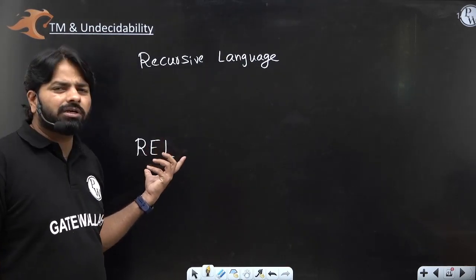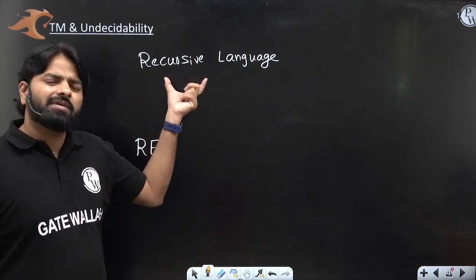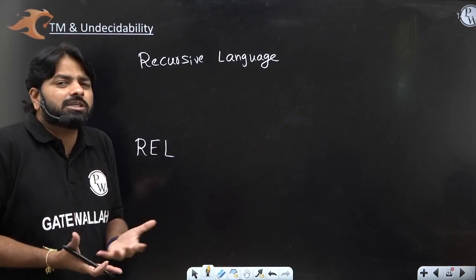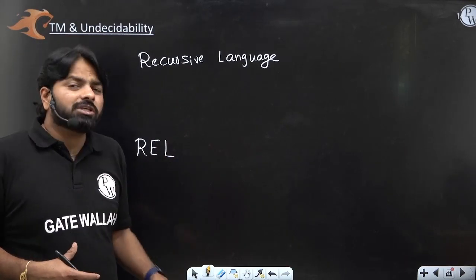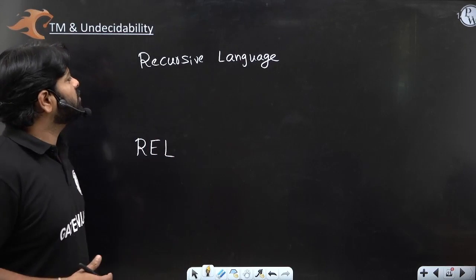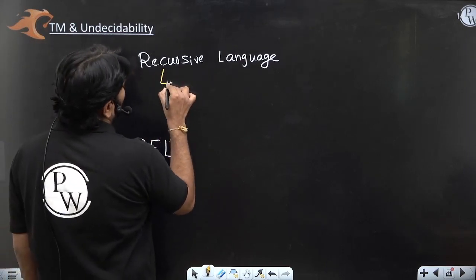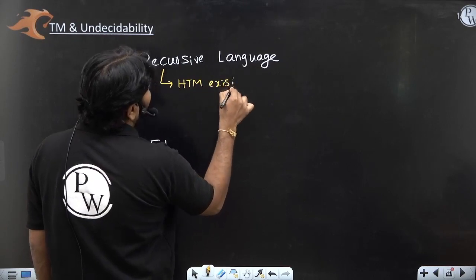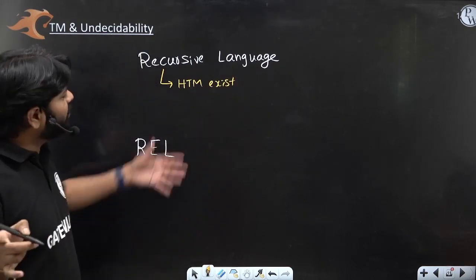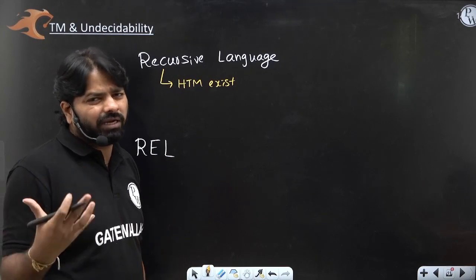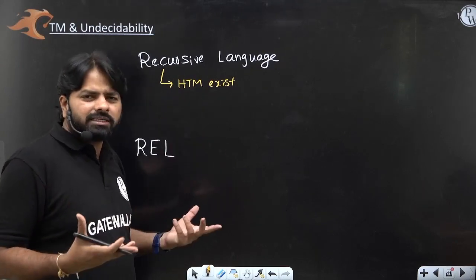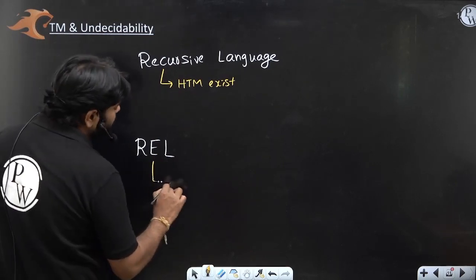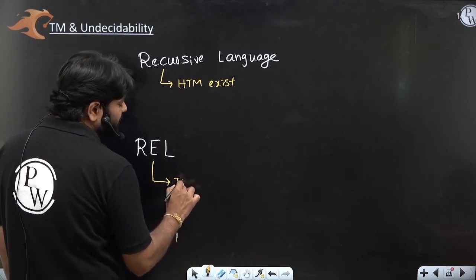So these languages always have a Turing machine, but here the plain Turing machine is not important. The Turing machine that always halts is important here. For a recursive language, an HTM always exists, and indirectly a TM exists. But if I say only TM exists, that has no meaning. You can say that a Turing machine exists because an HTM exists. For an REL you can't say HTM, but you can say a TM exists.